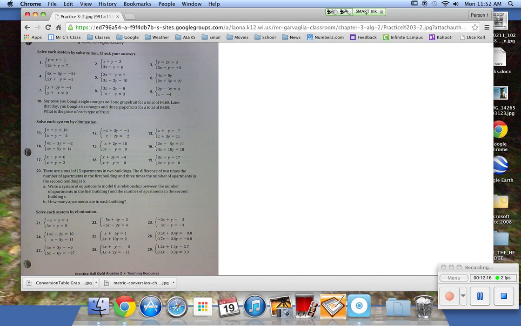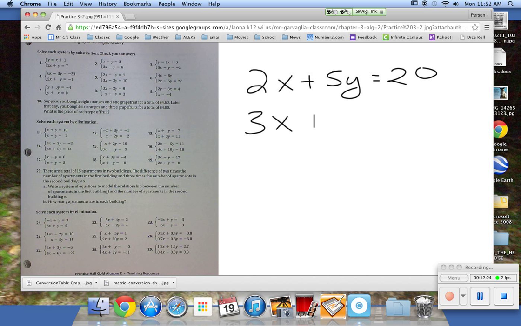What happens if I have something like this? 2x plus 5y equals 20. 3x plus 3y equals 12. What would I get? That didn't eliminate one of the variables. How you do? That's called elimination. You eliminate one of the variables.